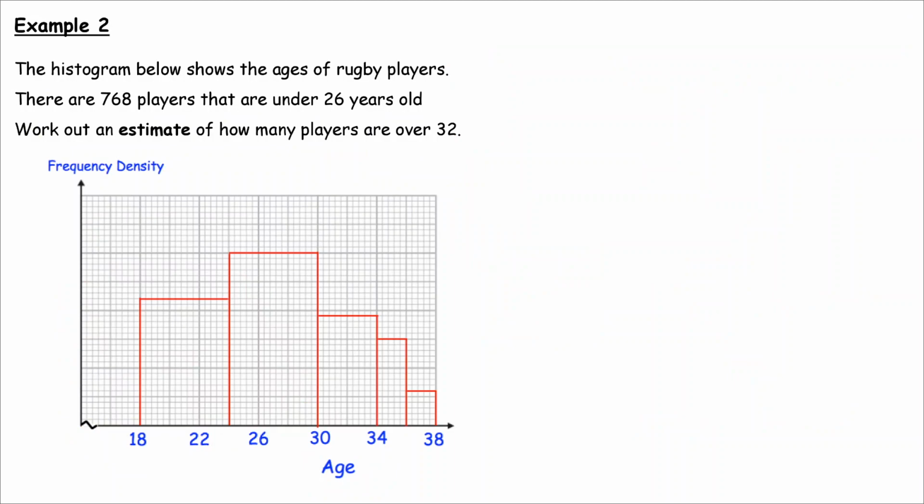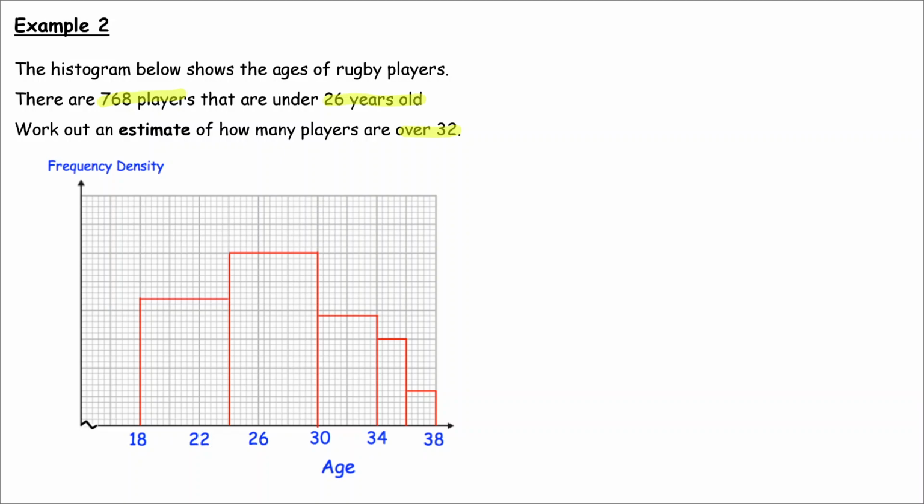Example 2. Again, I noticed straight away there are no values here for my frequency density, which may be a problem, and it will probably be a problem. The question says, our histogram below shows the ages of rugby players. There are 668 players that are under 26 years old. Work out an estimate for how many players are over 32.